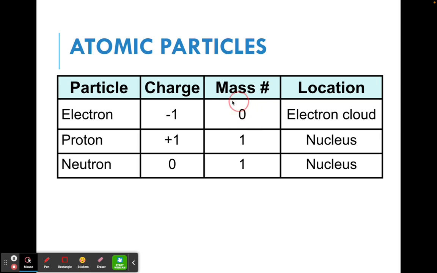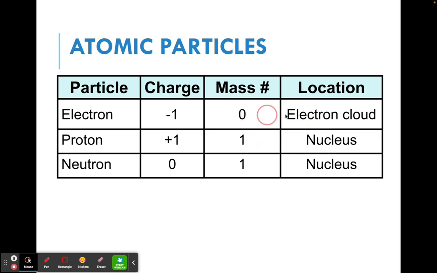So even though the electron has a mass number of 0, that doesn't mean that the electron has no mass. It just means that compared to the proton and neutron, the electron's mass is so much smaller that it's practically 0. In fact, the electron is about 2,000 times smaller than either the proton or neutron. So the mass number is 0, so 0 AMUs.